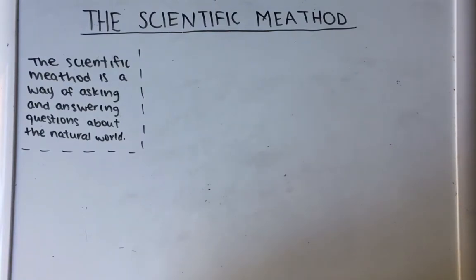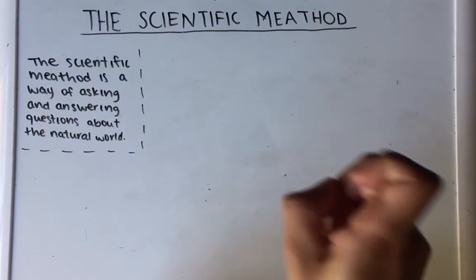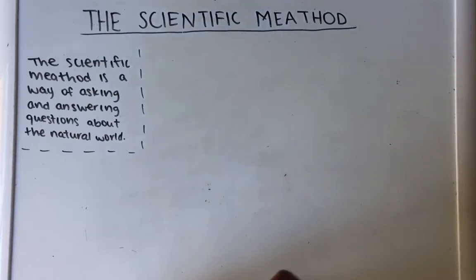Hey guys, today we'll be learning about the scientific method. So here's a quick definition. The scientific method is a way of asking and answering questions about our natural world. Now that's very general, so let's dive into what this really means.